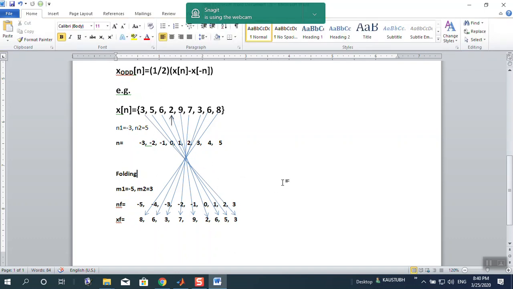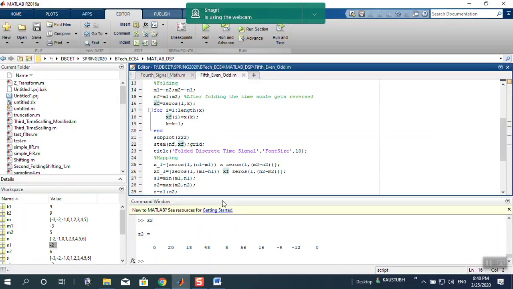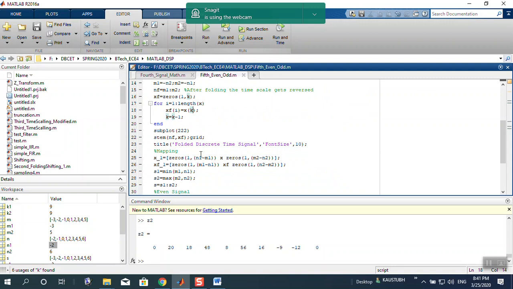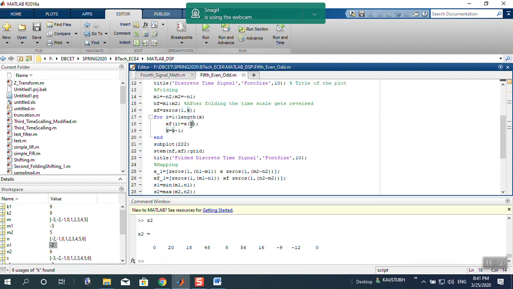So it gets 180-degree rotation. Okay, so that is being done here for i equal to 1 to length of signal, xf of i is x of k. Now this k was the length of the signal. So you cannot use the k further, because I have used the same k here, or otherwise, you can assign another variable here which will be equal to k.